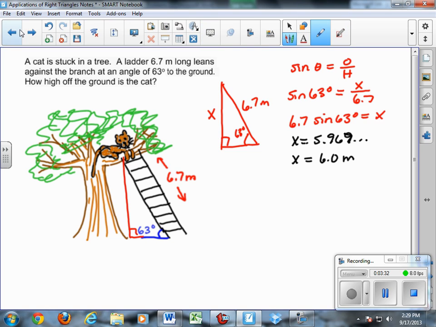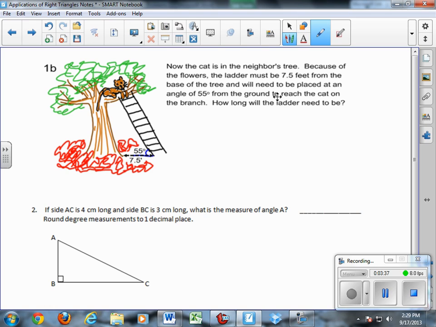Okay, now let's look at our second problem. Now we still have a cat in a tree. Now the cat is in the neighbor's tree, so this is a different tree, a different yard, and a different ladder. We're going to use the neighbor's ladder. So you don't refer to any of the other information from the previous problem. Notice here we have a ladder, an angle, and we have a distance from the tree here, and we could once again drop a line down here and make a right triangle. So this would be my right triangle. In this case, I know this is 7.5 feet. This is 55 degrees, and I want to find the length of the ladder.